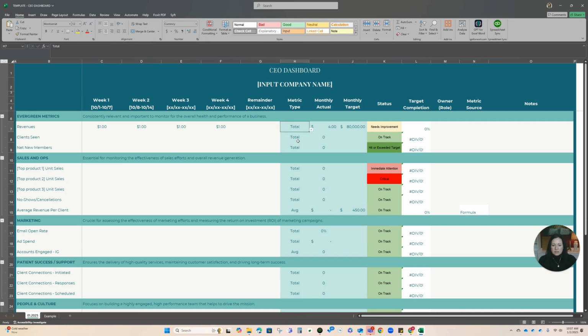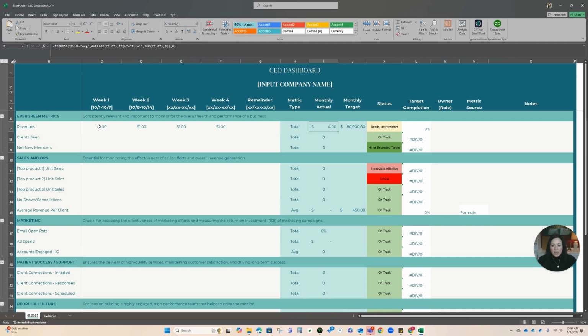The next thing on here, this is going to be a little drop down, is the metric type. There are only 2 metric types on this dashboard: total and average. Based off of what you choose, it's going to update how this is calculated over here. So you don't actually want to touch this. This is a formula in here, just like this drop down box, but that will change how you enter that. So if I change this to average here, notice how it updates that monthly actual to $1, because all of these are $1, right? So I'm going to change that back to total.